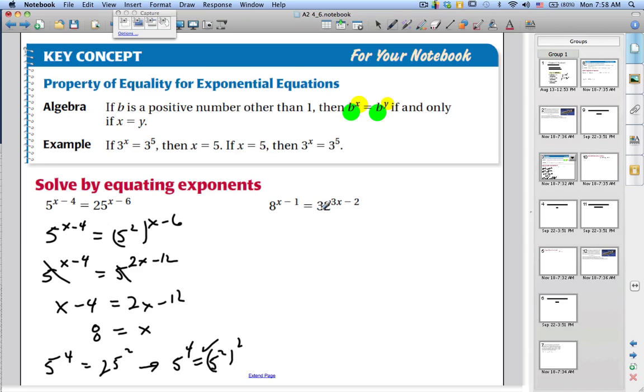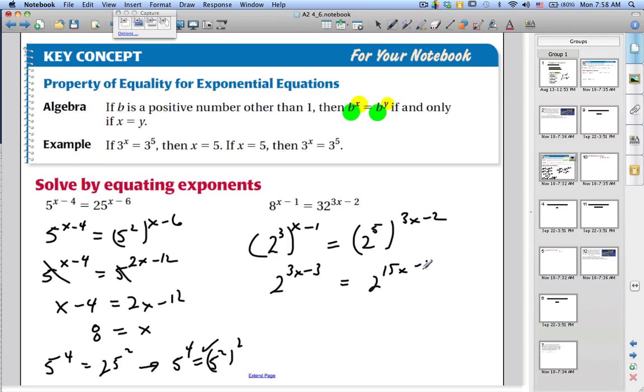In this particular problem, I can do the same sort of thing. Here I had to rewrite one of the bases, but over here I'm going to have to rewrite them both. You can see that 8 and 32 are both powers of 2. So 2 to the 3rd power to the x minus 1 power would be equal to 2 to the 5th power to the 3x minus 2. When I take a power to a power, I multiply the exponents. So this is 2 to the 3x minus 3 is equal to 2 to the 15x minus 10.